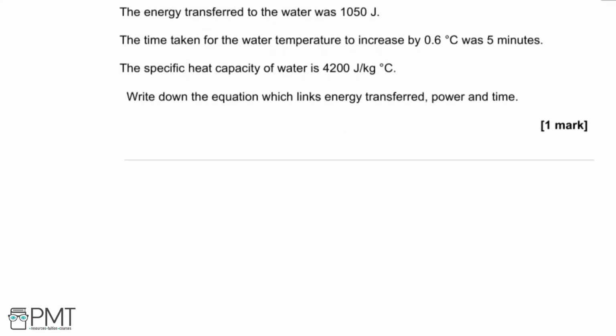The energy transferred to the water was 1050 joules. The time taken for the water temperature to increase by 0.6 degrees C was 5 minutes. The specific heat capacity of water is 4,200 joules per kilogram degree C. Write down the equation which links energy transferred, power and time. So the definition of power is the energy transformed or transferred per second, and the unit is the watt, which means that power is energy transferred divided by time.